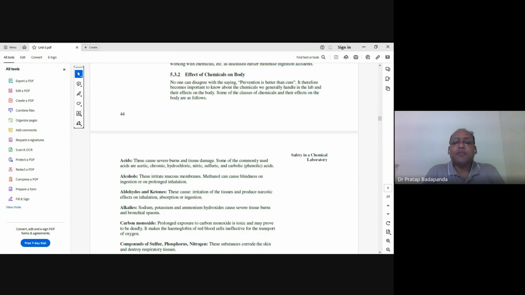It causes severe burns and tissue damage when it falls on your body. There is severe pain along with damage of the epithelial tissue, or normal skin. Some commonly used acids are acetic acid, which is okay, but chromic acid is dangerous. Also hydrochloric acid, nitric acid, sulfuric acid, carbolic acid, phenolic acid. These types of acids are used.